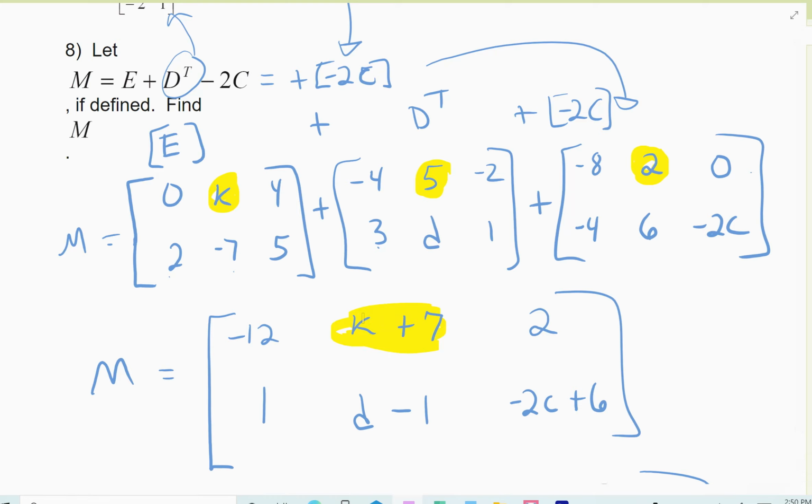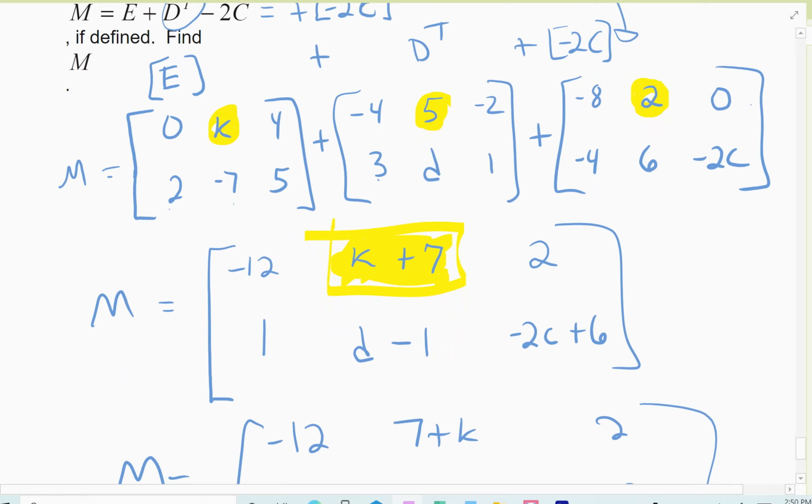Right? That's what M1,2 is. And so then you just find your K plus 7 and you'd be done. And hopefully that makes sense. If not, if in doubt, find the entire matrix and then find the part that you're looking for. All right, so that finishes up 4.1.